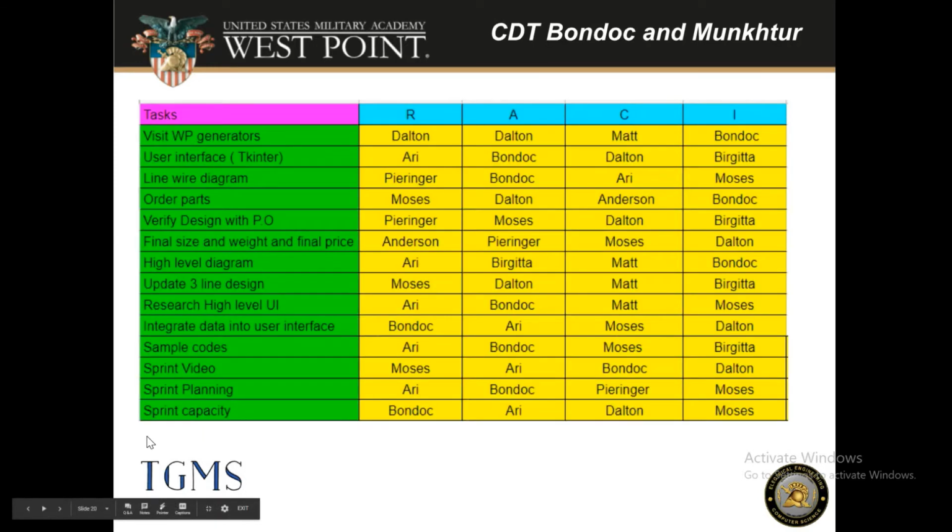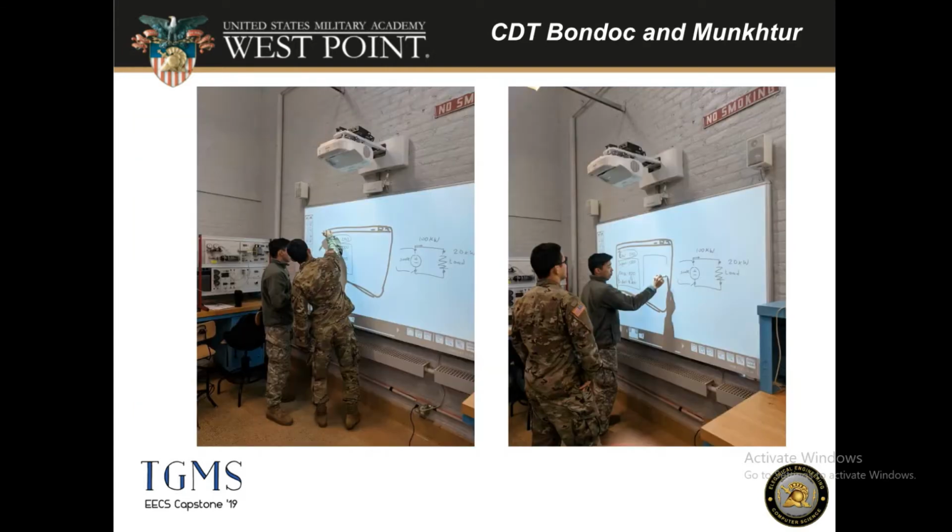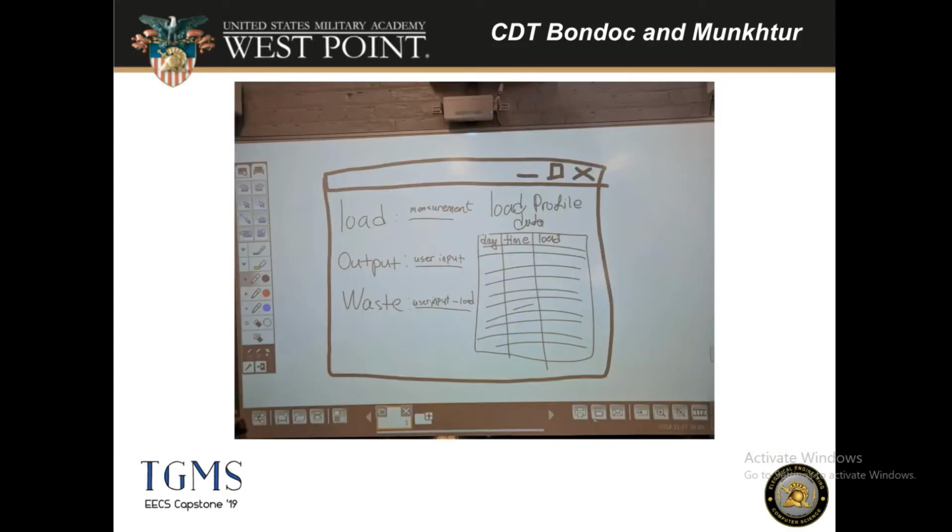To organize our responsibilities and to keep each other accountable, Cadet Monkhurt developed a RACI matrix for each individual task within this sprint. During this sprint, we worked on the low-level user interface. This was our initial design, and we spent some time creating this design on Tkinter.